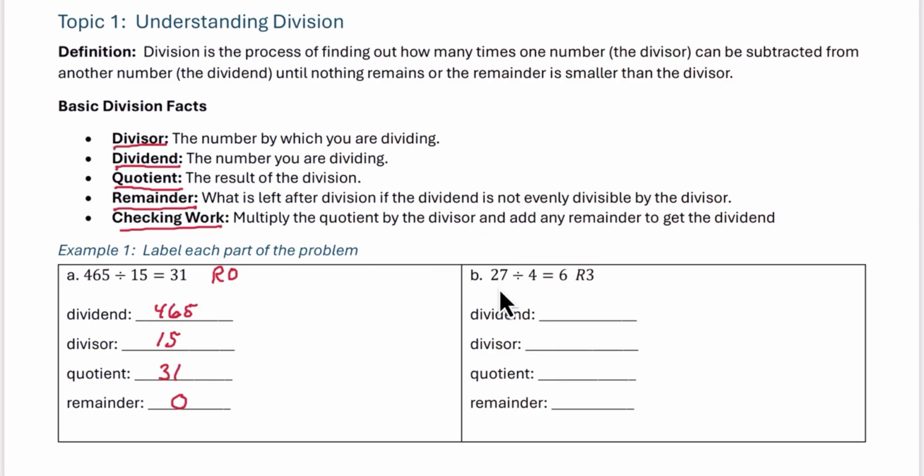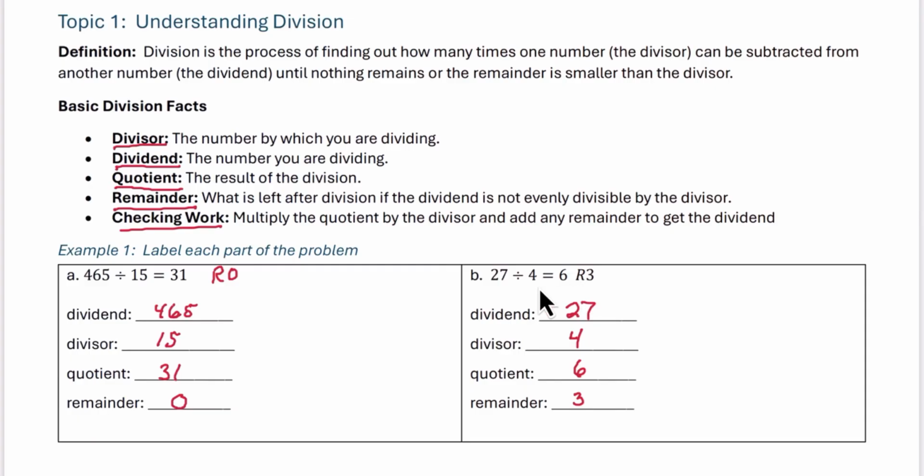In the next example, we have 27 divided by 4 equals 6 with a remainder of 3. We start out with the dividend of 27. That's the number that we are dividing up. We're dividing by the number 4. The number doing the division is called the divisor. Then the answer or the result is the quotient, in this case 6. And this time we get a remainder of 3.